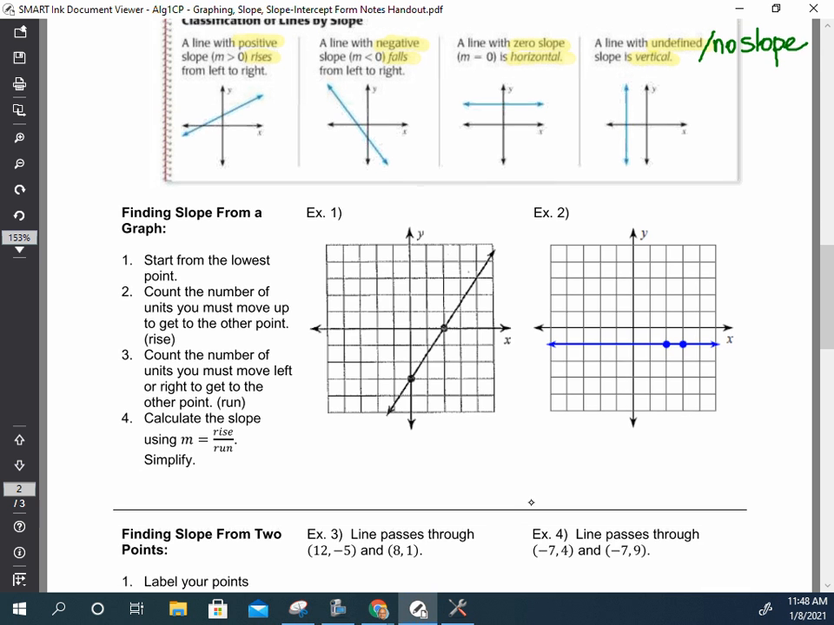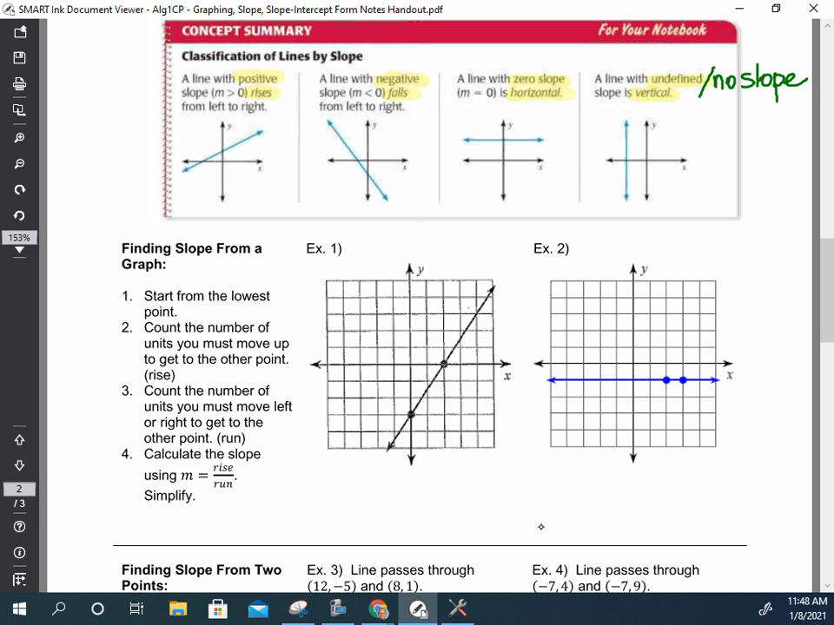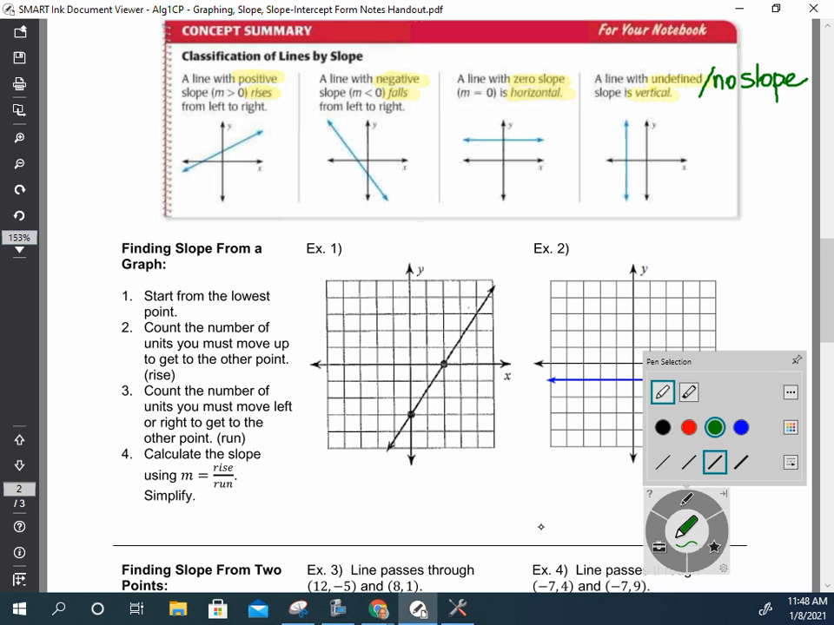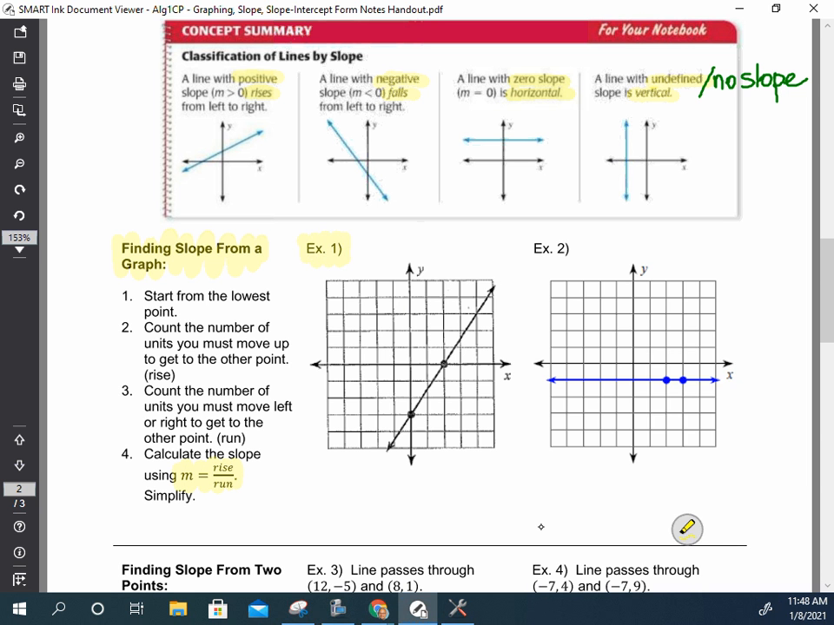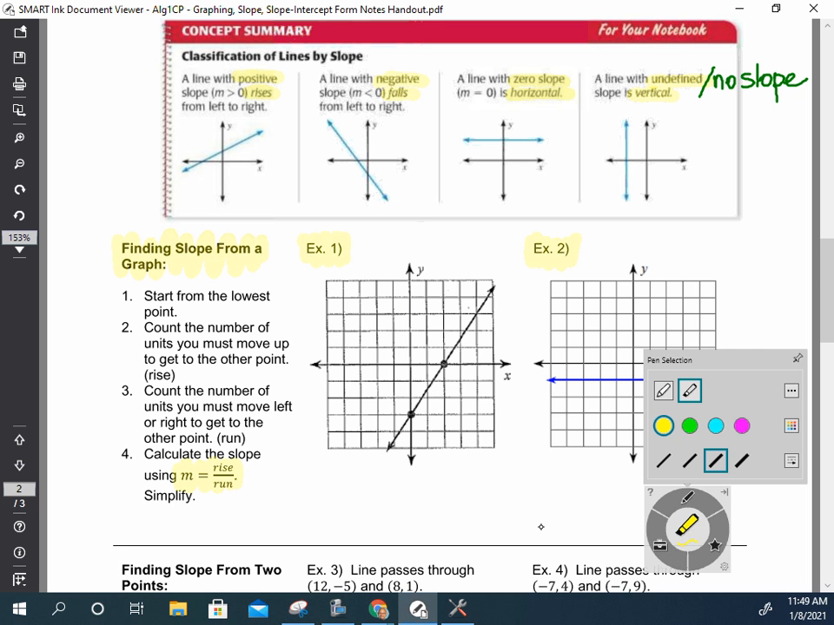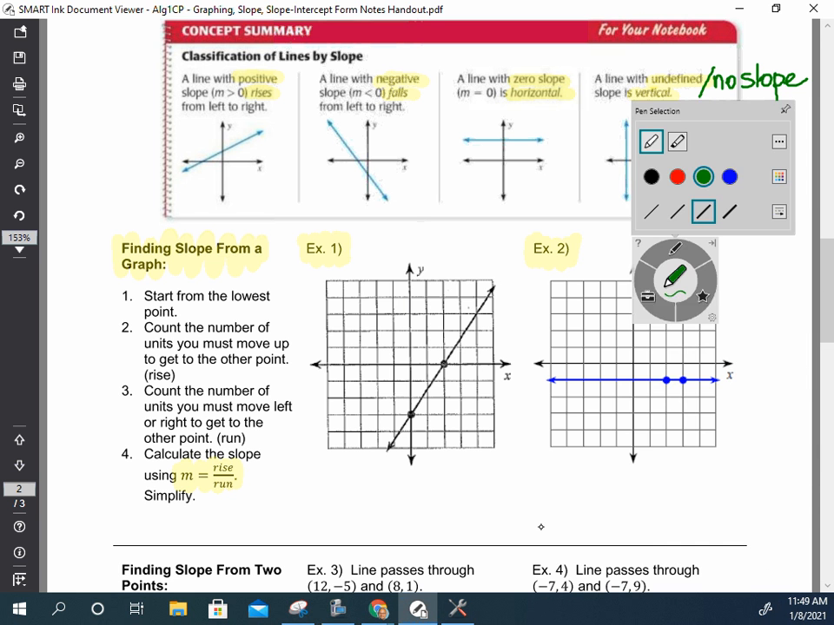Let's start with finding the slope from a graph. I'm going to look for that actual formula, and we're going to do examples 1 and 2. Remember, if you see me highlighting something, that means that's something I'm going to look for when I check your notes. All right, so if you are given a graph and you have to find the slope.